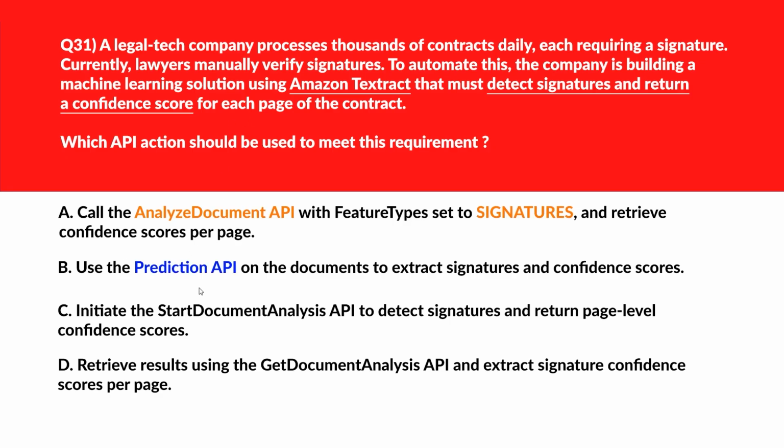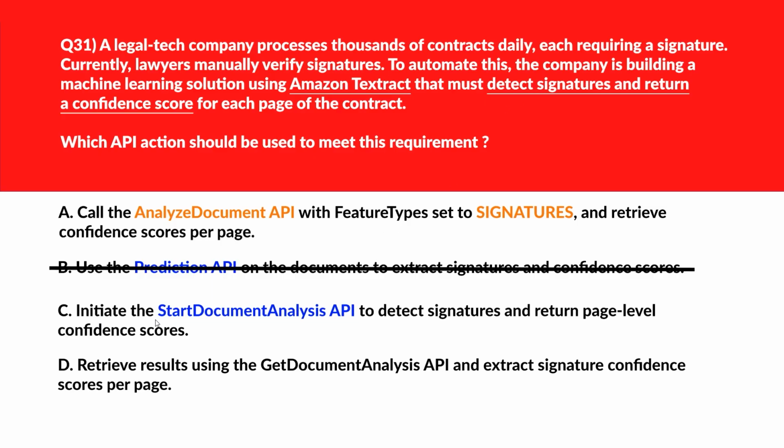B says use the prediction API on the documents to extract signatures and confidence scores. Prediction API is not a part of Amazon Textract and doesn't support signature detection. That's not what we need. B is out. Let's move to option C.